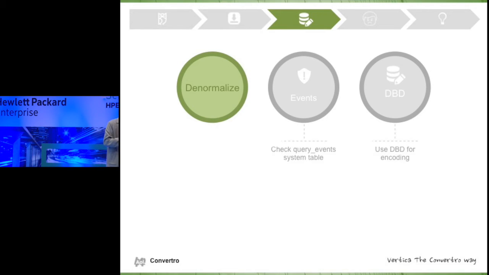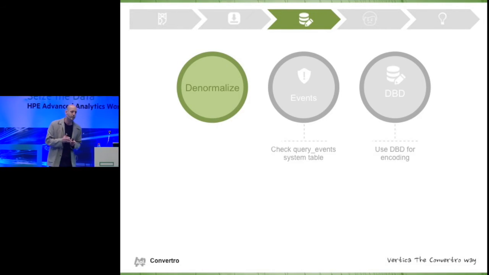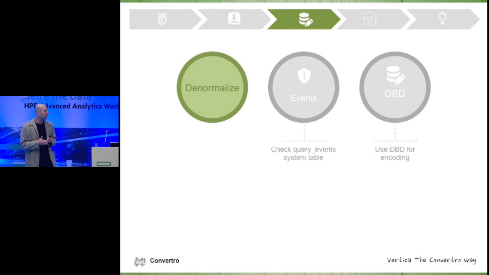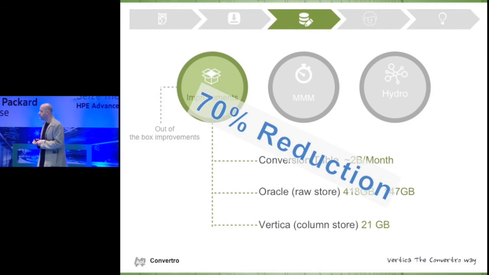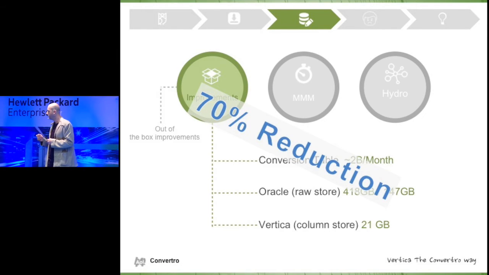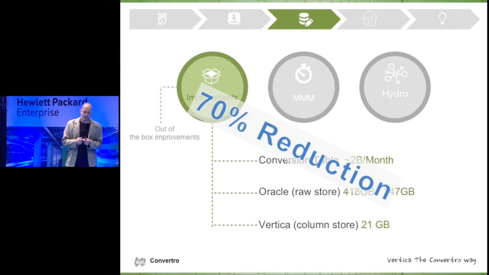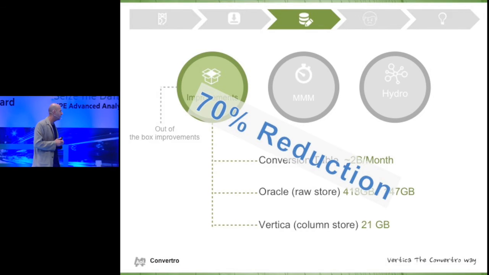I think that most data architects will agree with me that changes in the data model are a game changer. You will get the most performance boost if you change from a star schema to denormalized. And Vertica can handle denormalized because it's a column store database. If you're moving from a row store to a column store, like Vertica from Oracle, MySQL, or Postgres, you will get out-of-the-box improvements.